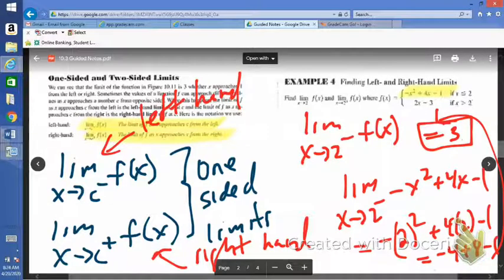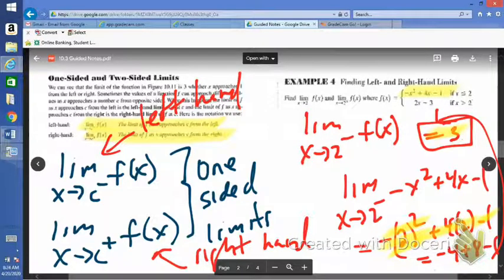Okay, so I think it's tough to see down at the bottom right there. So this right here, 2 squared is 4. 4 times negative 1 is negative 4. So we have negative 4 plus 8. That's 4 times 2. So that's 4, and then minus 1, that's going to give us 3. So our left-hand limit is 3.